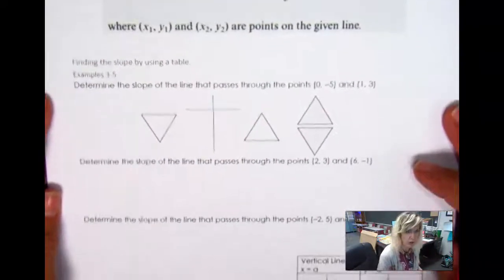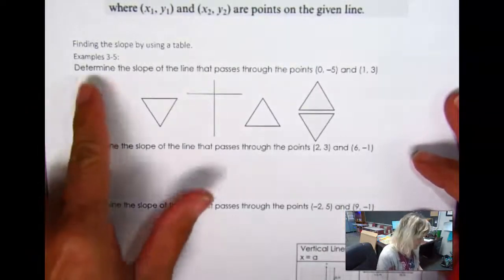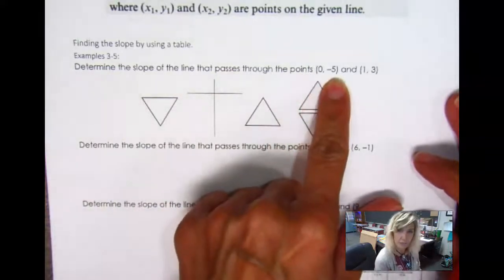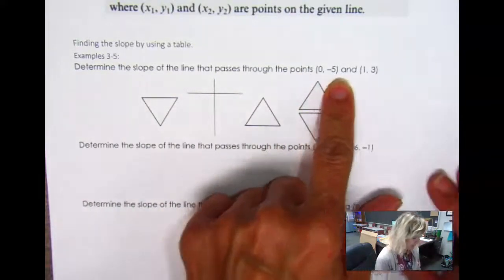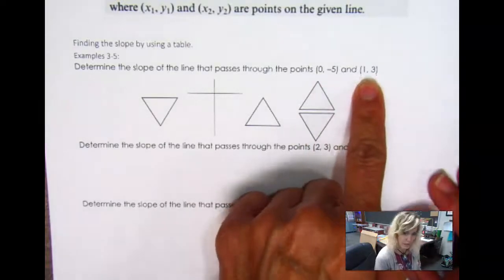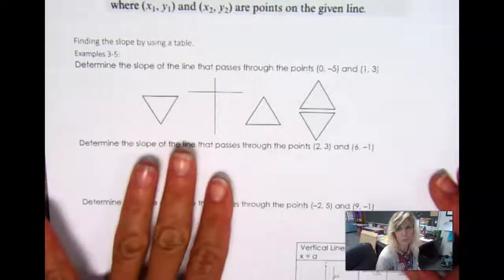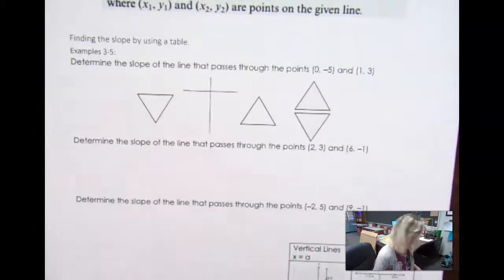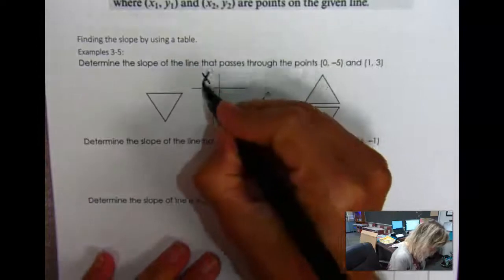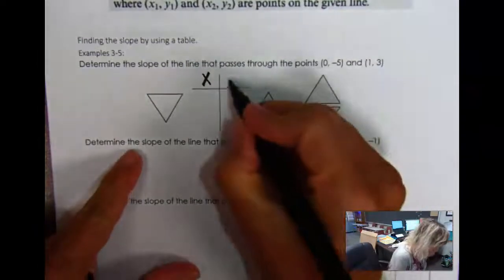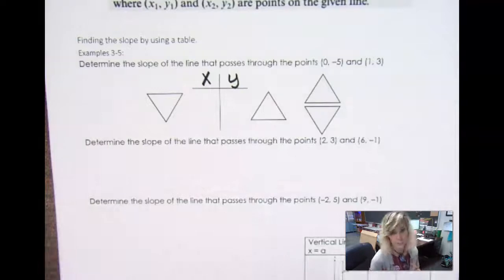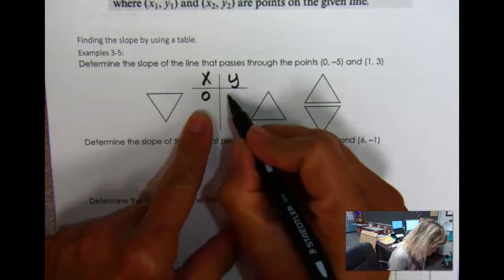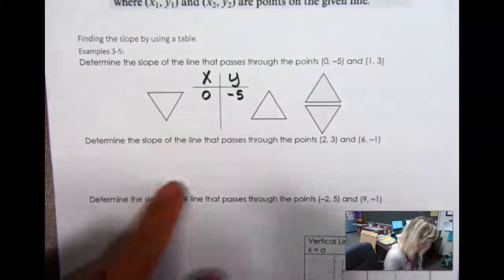I'm going to show you on examples 3 through 5. Example 3 says, determine the slope of the line that passes through points (0, -5), which is a y-intercept, by the way, and (0, 3). So I have a little setup here. This is going to be an XY chart. I'm going to put my X's on this column and my Y's on that column, and I'm going to look at the change. I'm going to put the first ordered pair, and then the next ordered pair.